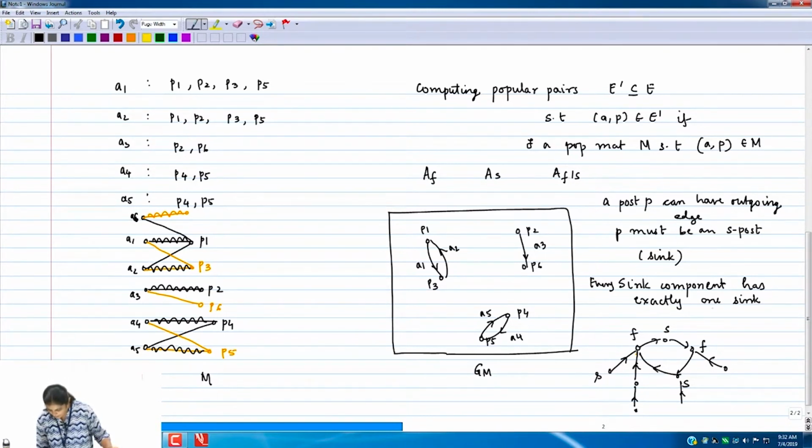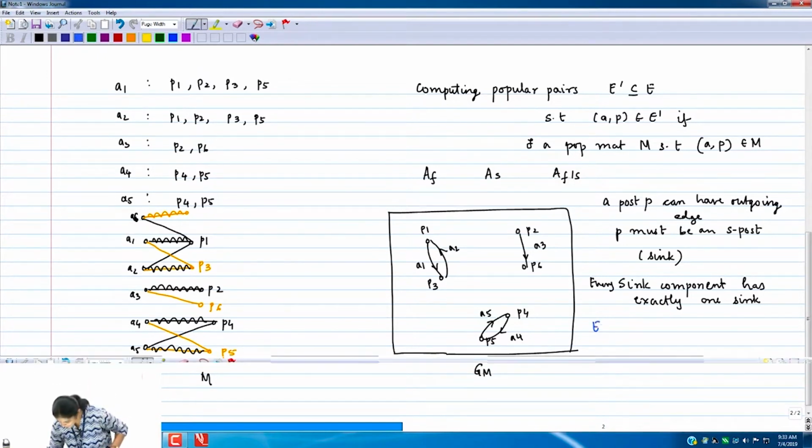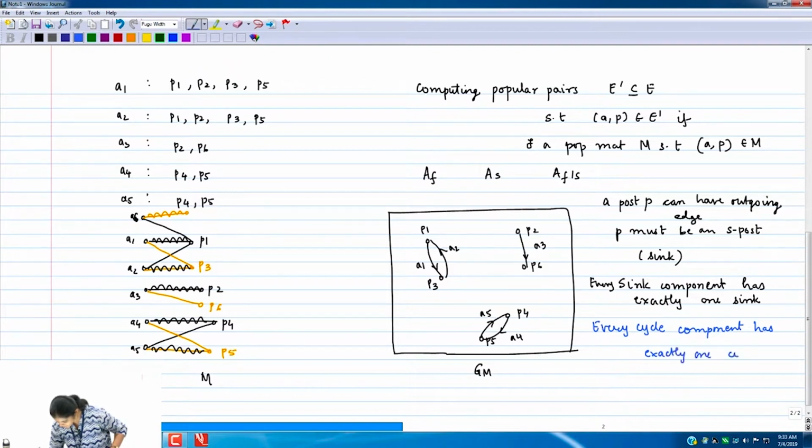Okay, so every sink component has exactly one sink, and we also observed, so this is property 1, there is property 2, that every cycle component which is non-sink has exactly one cycle. So now instead of looking at it as a small example, we should be able to think about it abstractly.